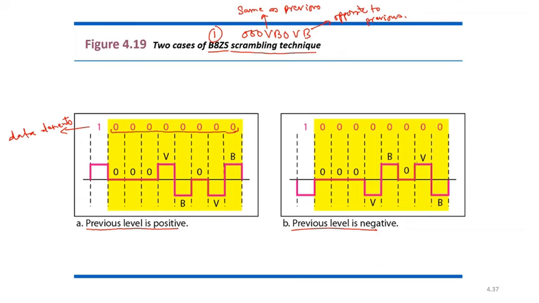So this will be positive. The next B will be opposite to the V. That will be the negative. So this is how the scrambling will be done.